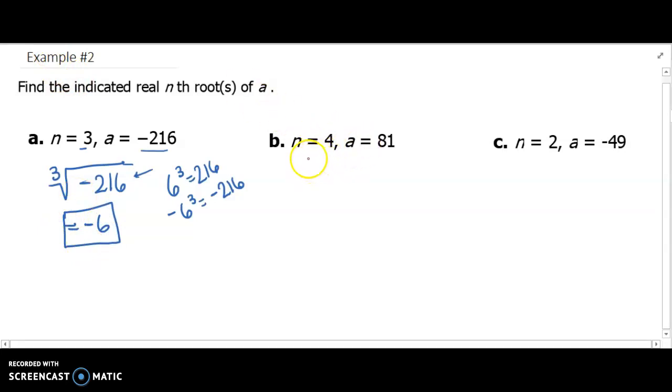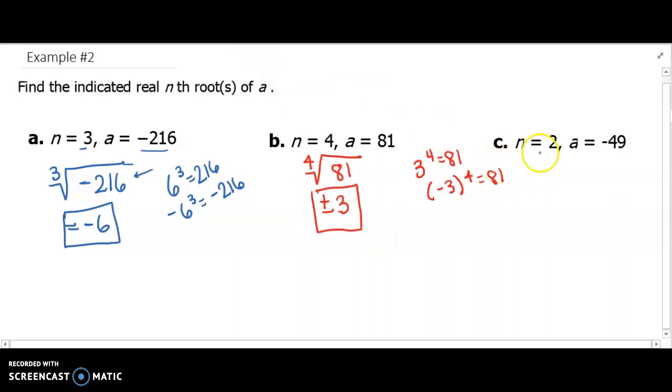Okay, so let's go ahead and do it over here. The fourth root of 81. Okay, so 3 to the fourth power is 81, and also negative 3 to the fourth power is 81. So the answer to this would be plus or minus 3.